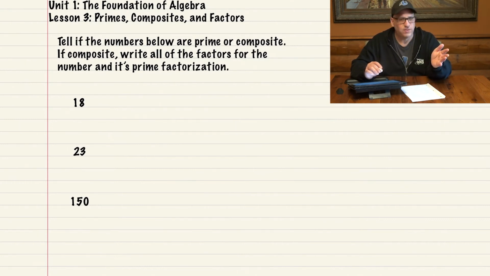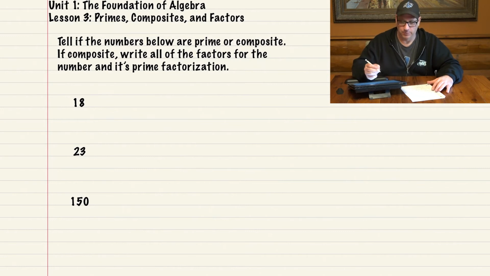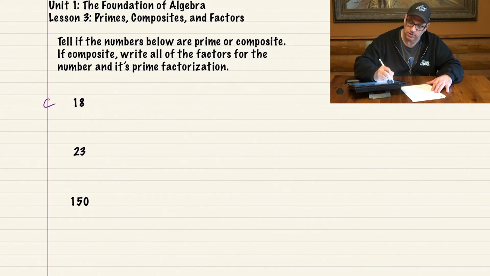If not, just follow along with me. I do have one I'm going to make you try though. So first, 18. Well, 18 ends in an even number, so you know the 2 goes into it. Automatically you know that it's composite. So we'll say, all right, this is composite.